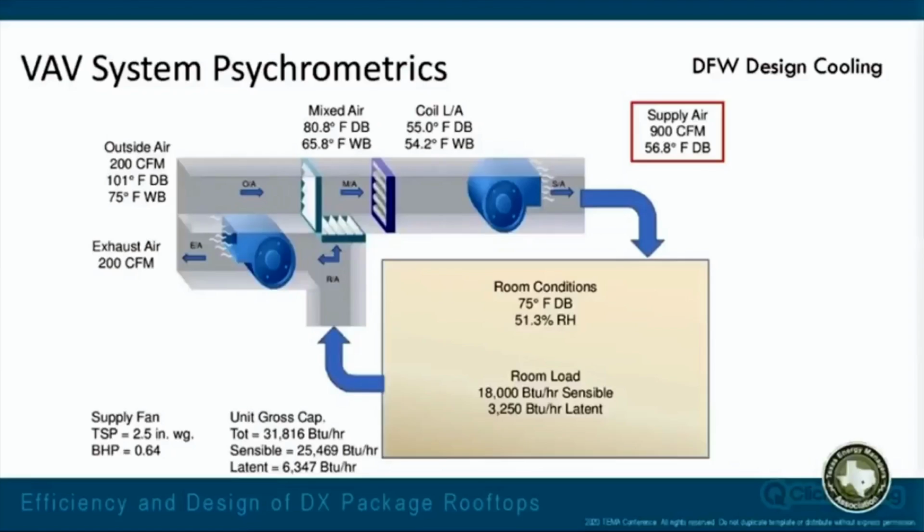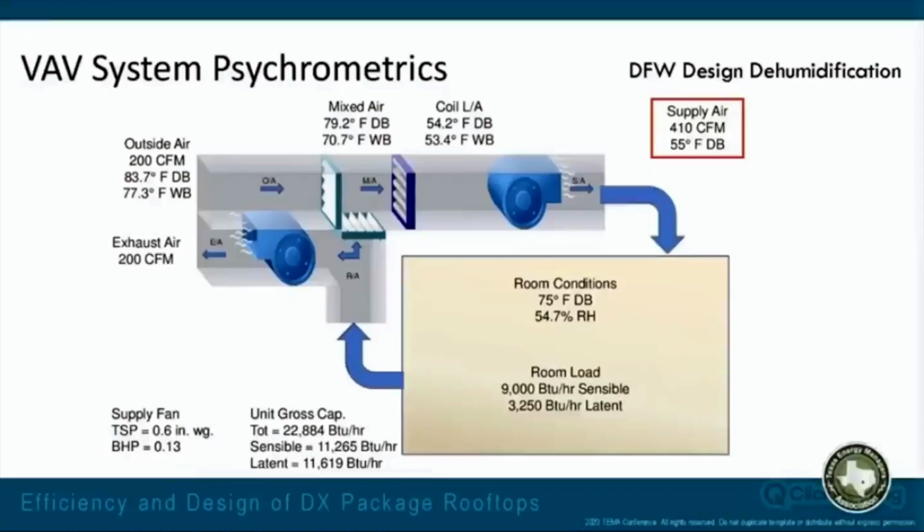So now we want to look at the psychrometrics of this system. And we look at our VAV system psychrometrics, and we got a 56.8 degree leaving air temperature from the unit. We've got 900 CFM. Nothing's changed. And I told you we're going to look at the brake horsepower a little bit. In this case, our supply fan is at 2.5 inches of total static pressure, and it's working against 0.64 brake horsepower at our full load.